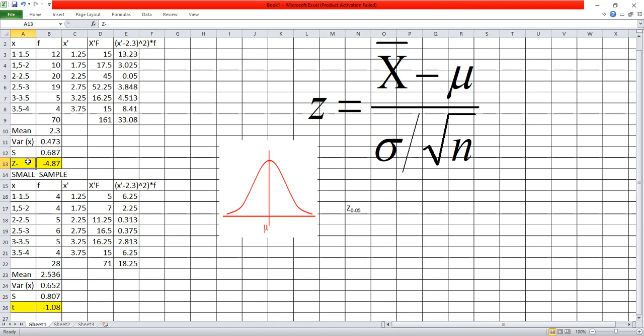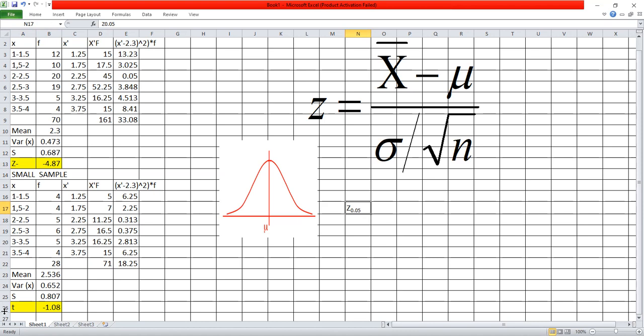Now, if Z is greater than Z 0.05, whatever it is, could be 0.05, 0.03. What I'm saying is that if the Z calculated is greater than the Z table value, then reject the null hypothesis. You are in the rejection region. It means that Z is way beyond the Z 0.05. So if Z calculated is greater than the Z table value, you reject the null.